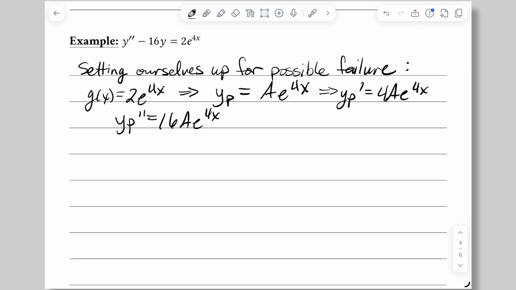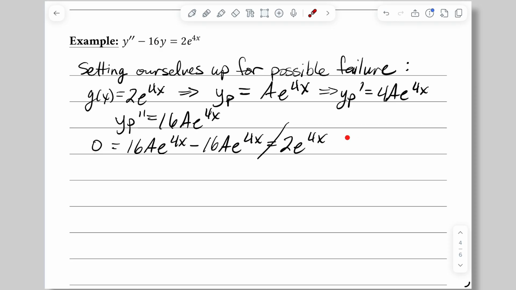Plugging that into the differential equation the way we've been doing, 16ae to the 4x minus 16ae to the 4x is equal to 2e to the 4x, but no, it's not, because the left-hand side is equal to 0. What happened? This is a case where the right-hand side, the forcing or input function, e to the 4x, is actually one of the solutions of the homogeneous differential equation. And so plugging it into the left-hand side is going to give us 0.